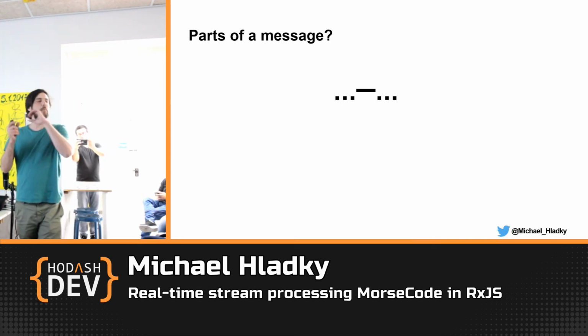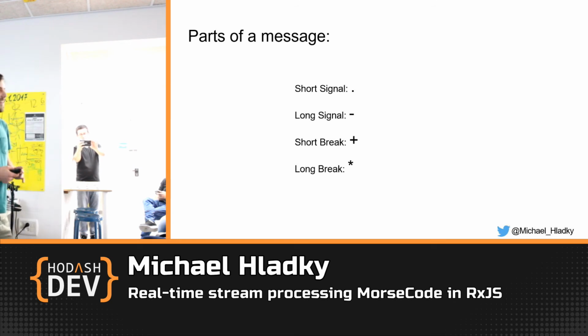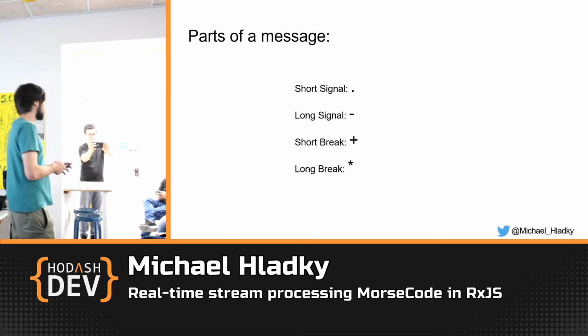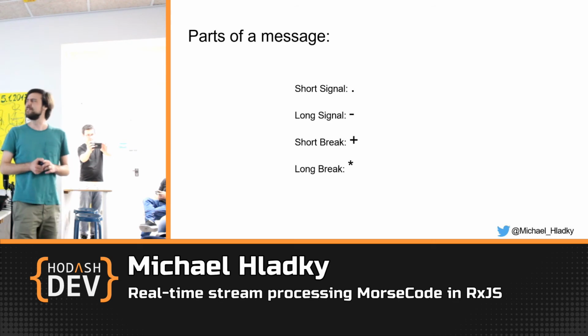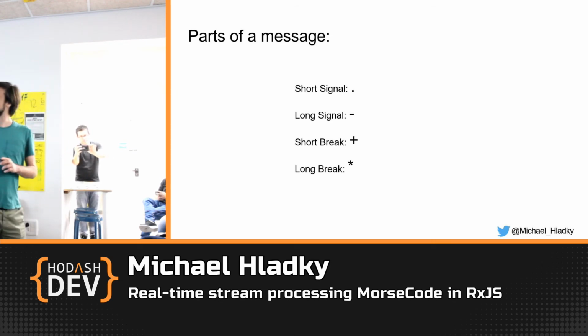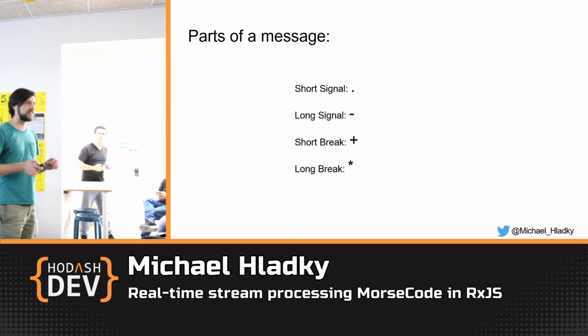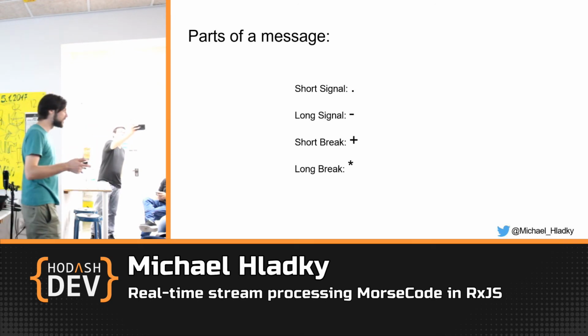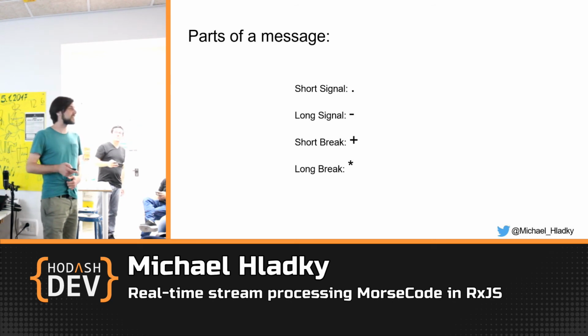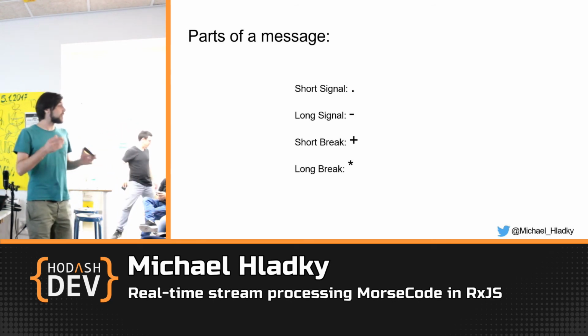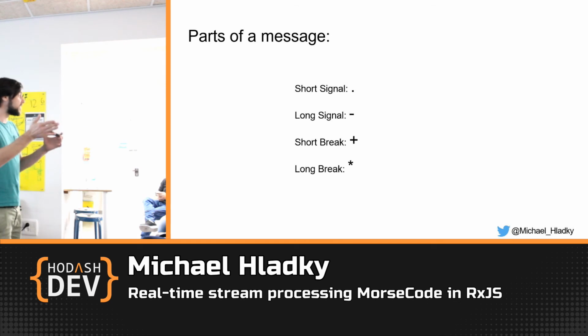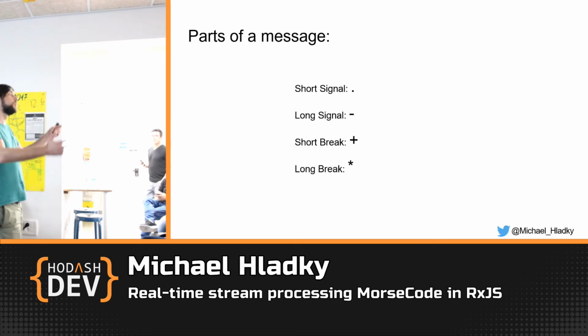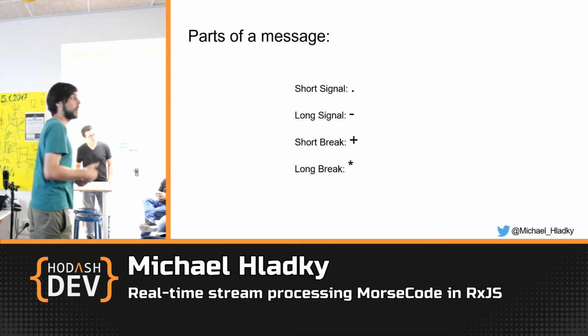Let's talk about the parts of a message. As I said, we have dots and dashes, but there is something even more important in this message: hidden, a secret, invisible, the breaks. I need breaks to distinguish short signals and long signals from each other, and I need long breaks to group signals together, to say those three signals together are a Morse code character.